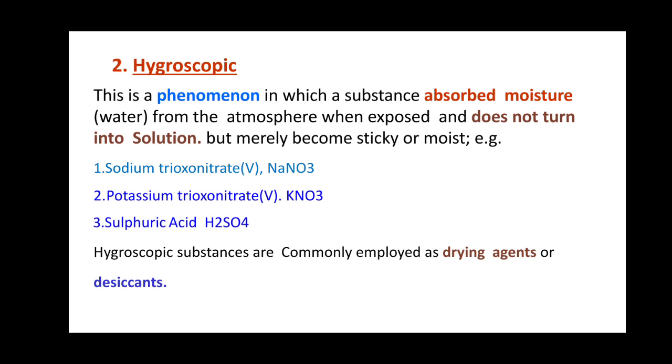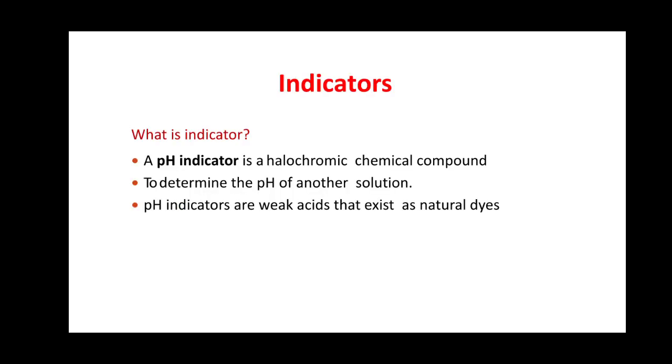As we can see in the example, sodium trioxonitrate and potassium trioxonitrate, sulfuric acid. So hygroscopic substances are commonly employed as drying agents or desiccants. So next we'll see the indicators.